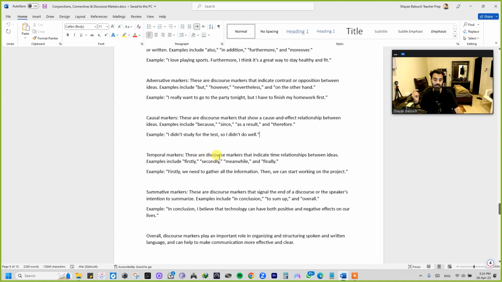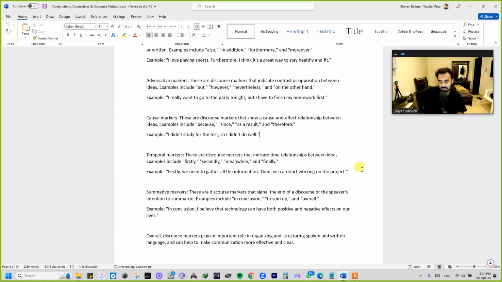What are they? These are discourse markers that indicate a time relationship between ideas. For example, firstly, secondly, meanwhile, and finally. See, this is something that shows a sequence. For example, first, we need to gather all the information. Then we can start working on the project. See, I'm telling a person in a way that the person can get an idea in what sequence the things need to be done.